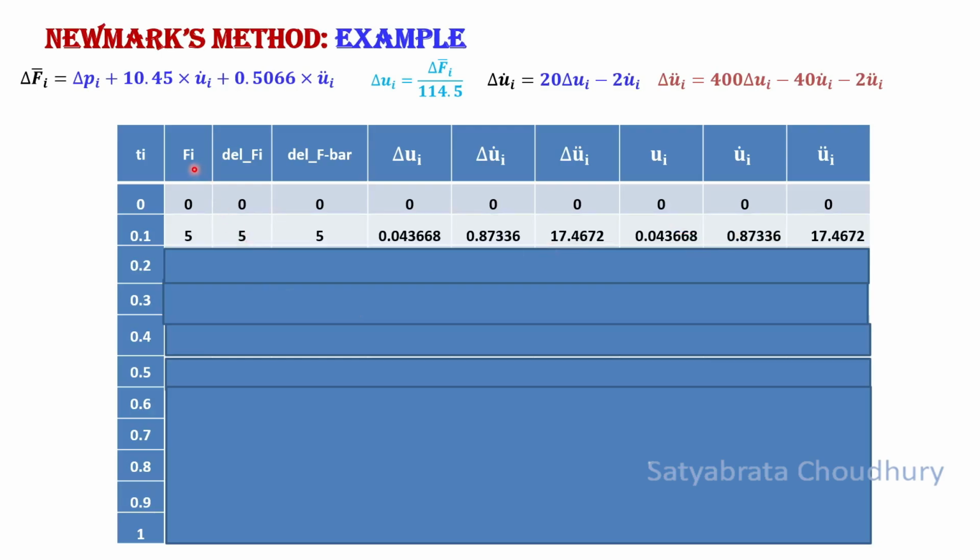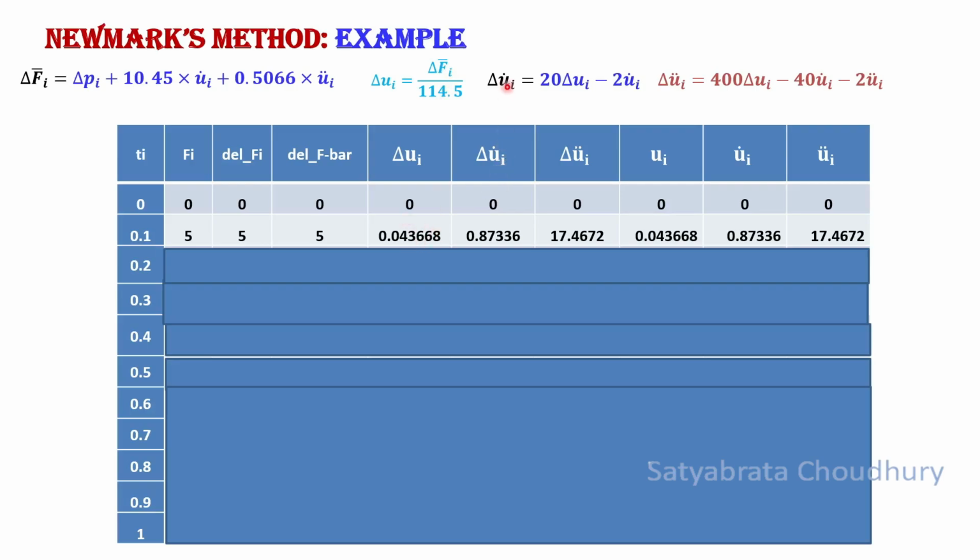Now the force value in the next ordinate is 5. So delta Fi, the increment in the force is 5, and if you apply this expression we have got in the previous slide, ui dot is 0, ui double dot is 0, so you get delta Pi, which is equal to 5. So delta Fi equal to 5 and delta Fi bar through this expression is 5.